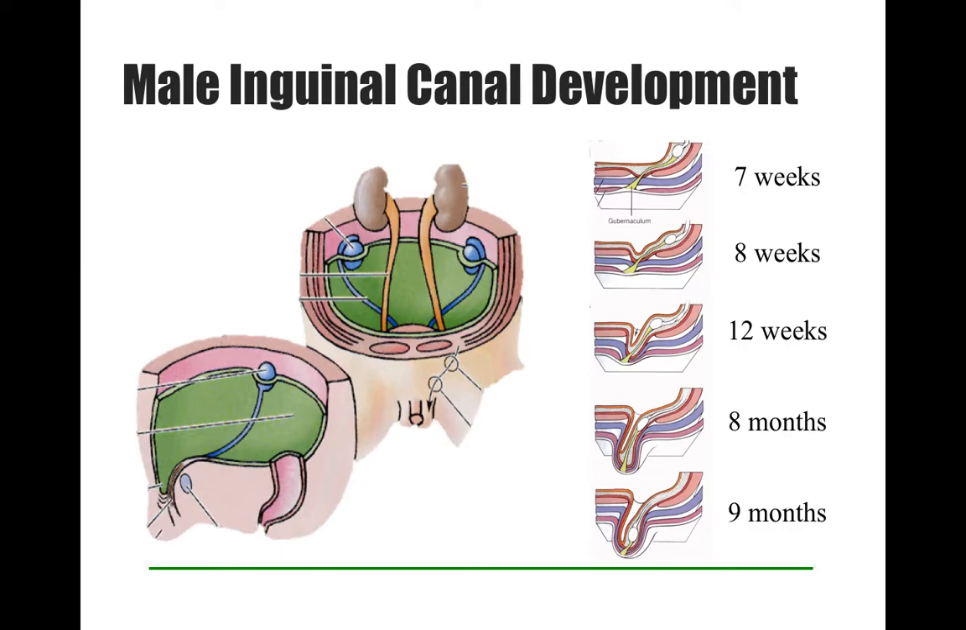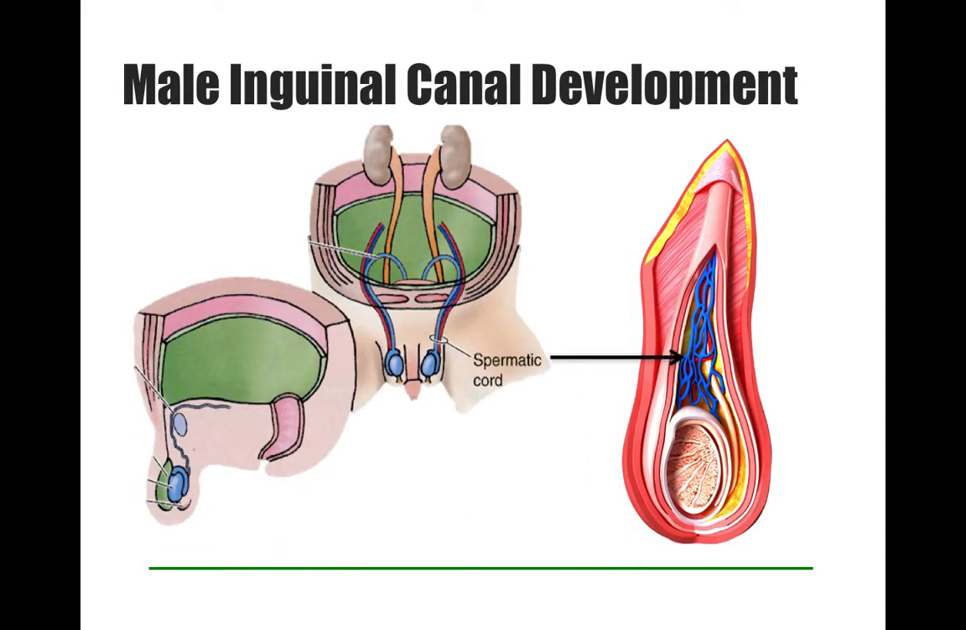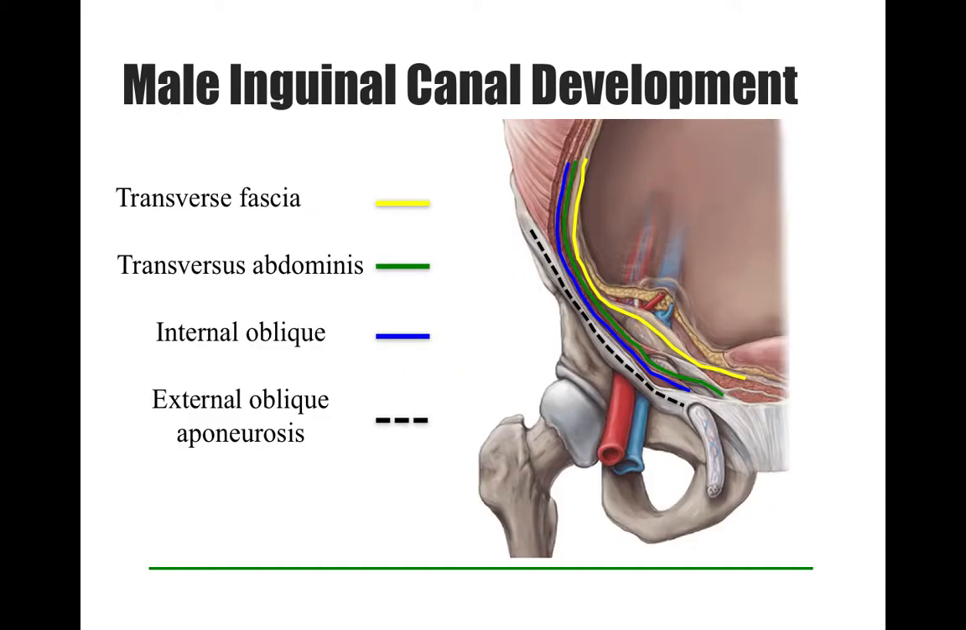So here you can see the spermatic cord in the male. It's going to be a lot larger in caliber than what's going to go through the female inguinal canal. And this is why some males are typically more prone to herniations right there in that region. Females, you might see a little bit more herniation below the inguinal ligament at the femoral triangle area. You can get femoral hernias.